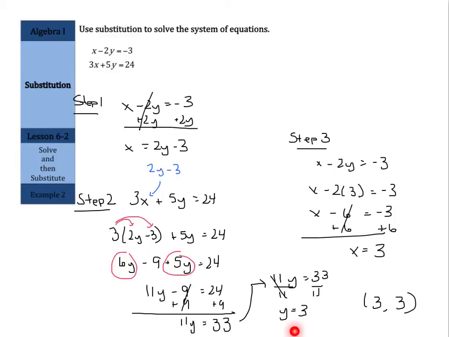Once I have what one of these is, you can pick either equation and get your answer, x equals 3. Lastly, rewrite this as an ordered pair, x first, then y. Again, the numbers were the same, so it didn't really matter here. 3, 3.